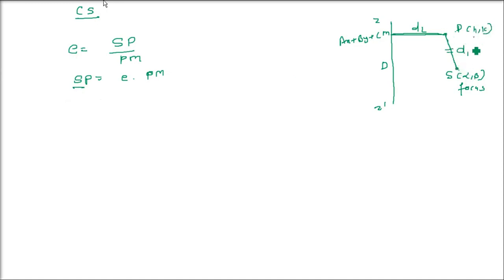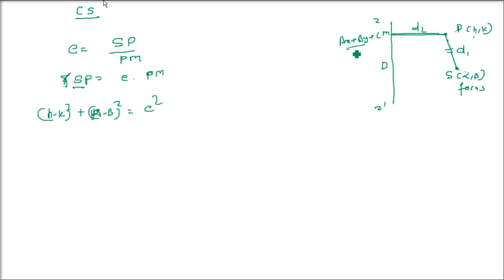Now what will be the SP? We'll use the distance formula here. (h minus alpha) whole square plus (k minus beta) whole square. Actually it should be under root, but I'm going to square it, so I'm not writing the square root. I'm squaring it because I just don't want the under root on the left hand side. So I squared it: e square, PM will also be squared.